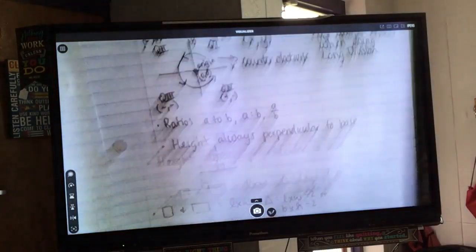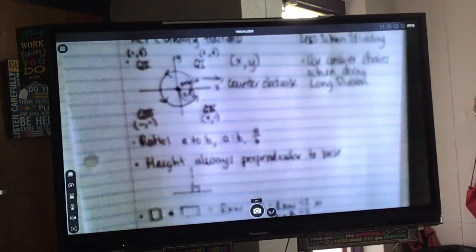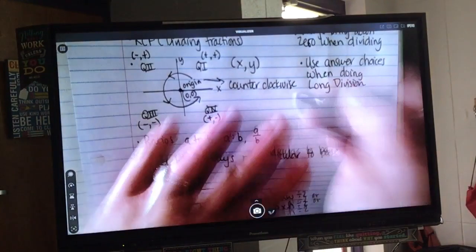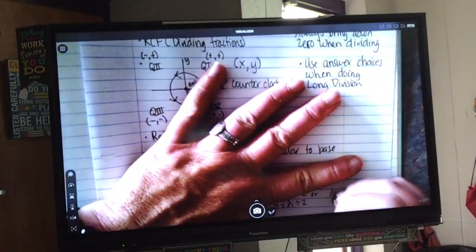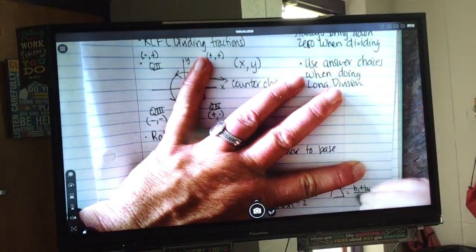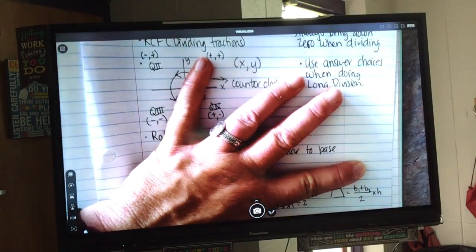Lily. So for area, the area of a trapezoid is parentheses base 1 plus base 2, divided by 2, times the height. Okay. All right.